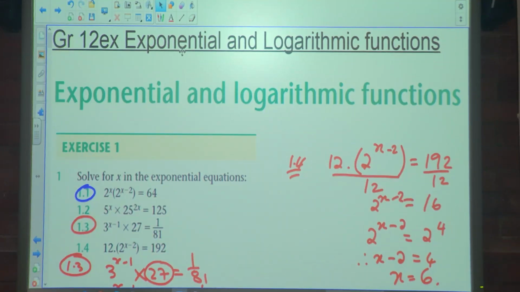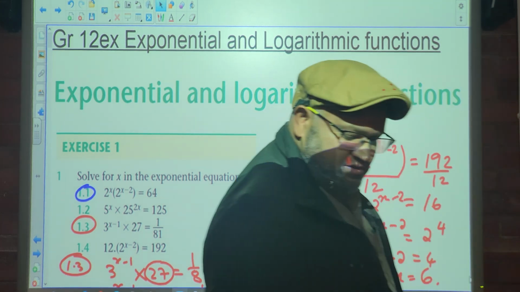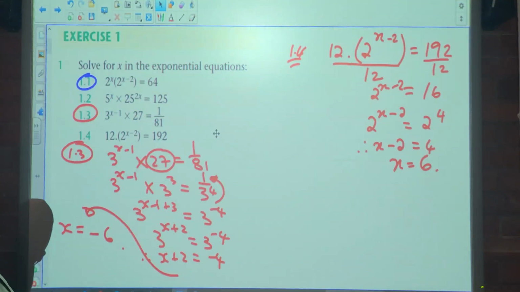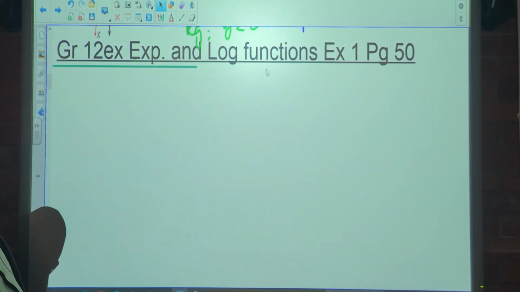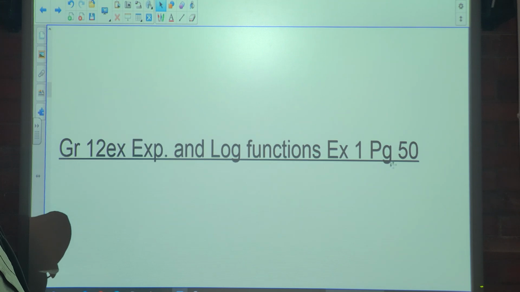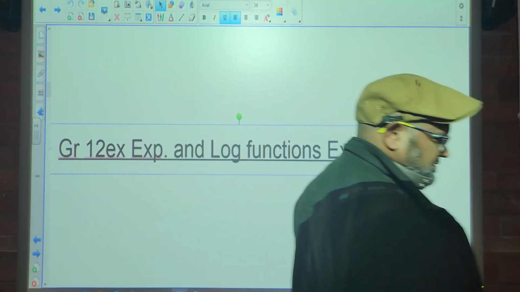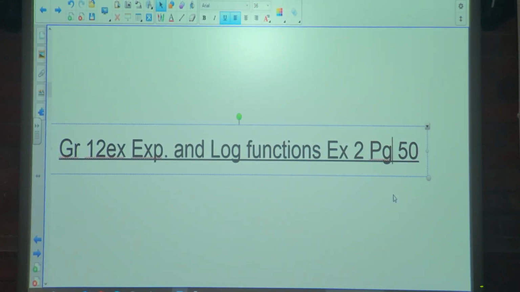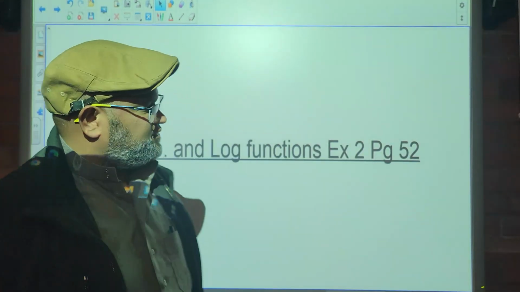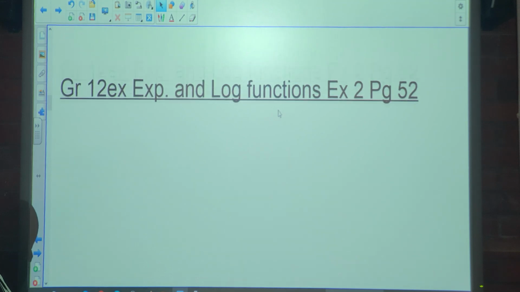Good morning, class. So today we're looking at exercise 2 on exponential and logarithmic functions. What page are we on? 52. Exercise 2 is on page 52. We said we're going to do the odd numbers only.